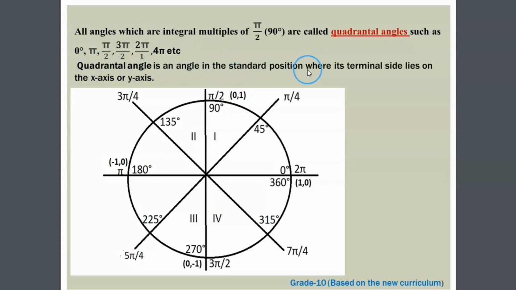A quadrantal angle is an angle in standard position whose terminal side lies on the x or y axis. An angle in standard position whose terminal side lies on the x axis or y axis is called a quadrantal angle. As we said before, it is a multiple of pi over 2 or 90 degrees, or its terminal side lies on the x or y axis.